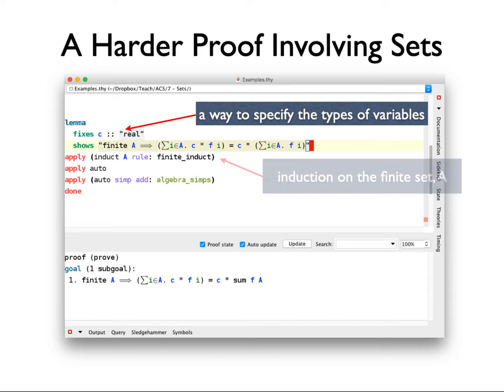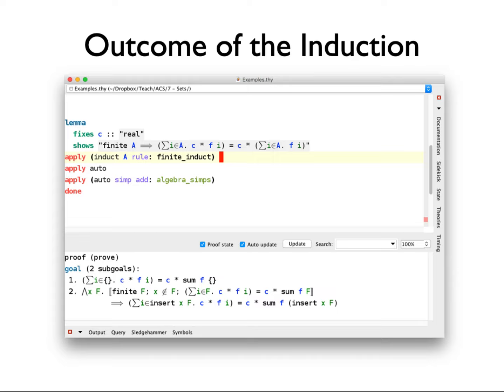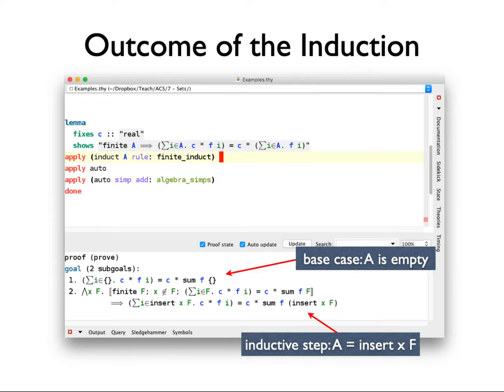So let's do our proof. A is a finite set. I haven't told you about how we set up finite yet, but we will see it later. Never mind, there is an induction rule for finite sets. So we do induction on A using the rule for finite induction. And what does this do? There you see the two sub-goals that we were given. In particular, you see the base case, where the empty set has been substituted in, and in the inductive step, we have insert x F. So that is a fairly straightforward thing.